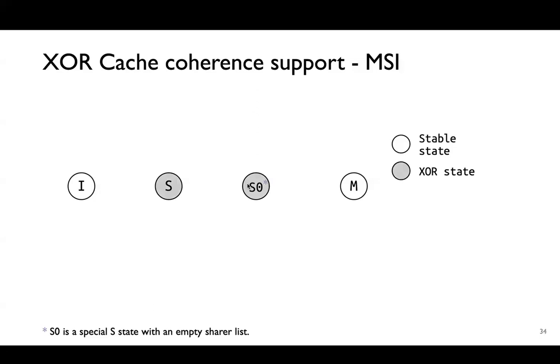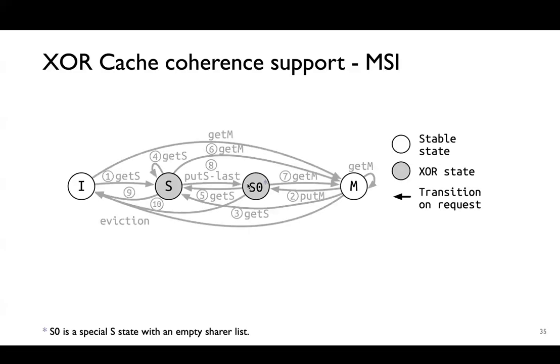So a line in LLC can only possibly be XORed when it's in S or S0 states, highlighted in gray here. Note that an M state line is potentially stale in LLC and has a more up-to-date copy in its private cache. This forbids reconstructing the original line, so we cannot XOR M state lines.